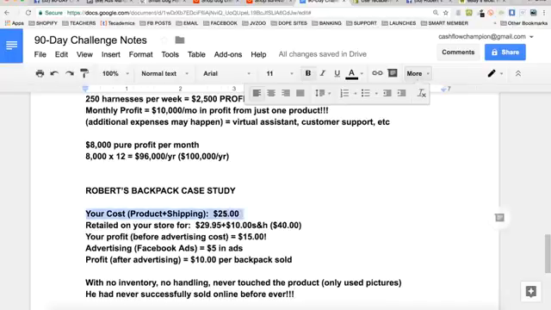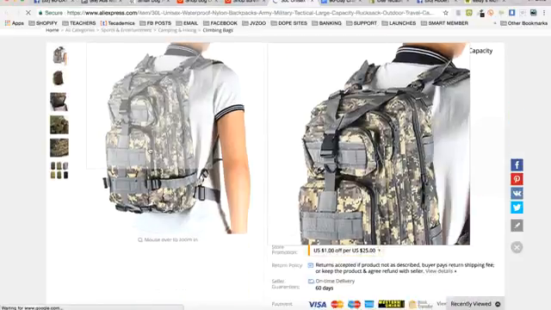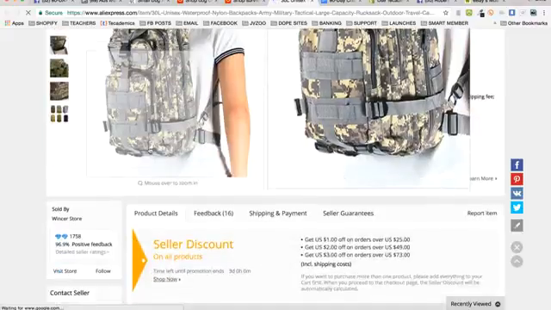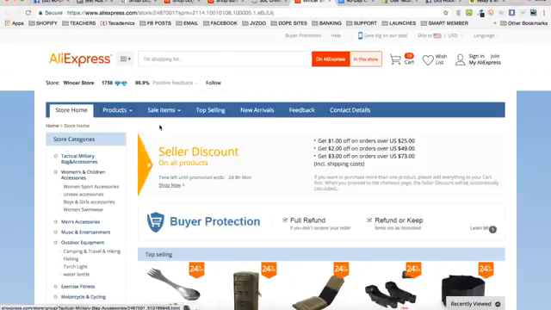And look at his numbers here. $25 is his cost. He's selling it for 30, but when they check out, it's an additional 10, so he's really selling it for 40. You need to understand that Robert is collecting the $40, and then he's sending $25 and the customer's shipping details to that wholesaler. So let's say this backpack here was from this Windsor store, and this company on AliExpress is a wholesaler.